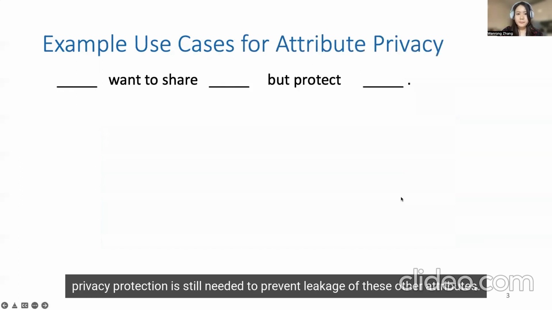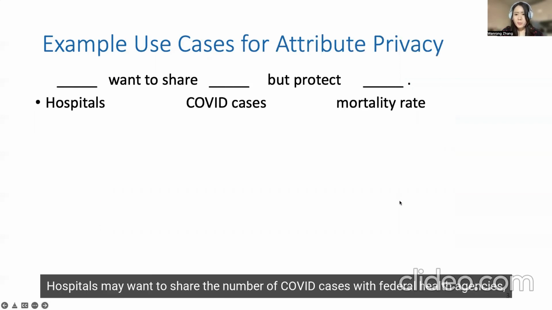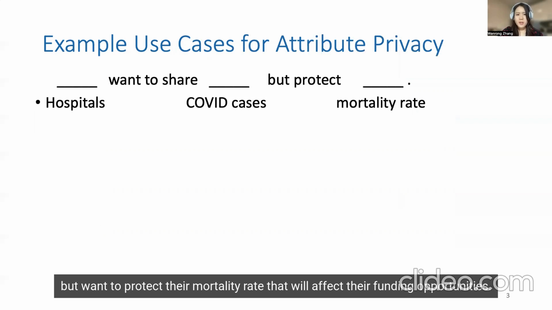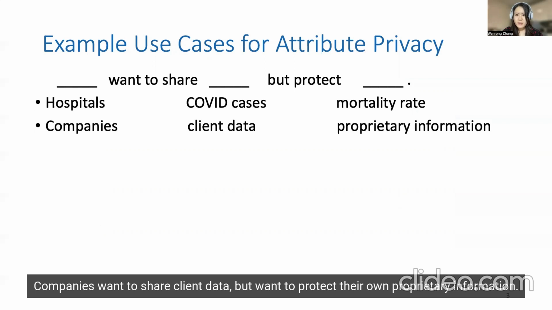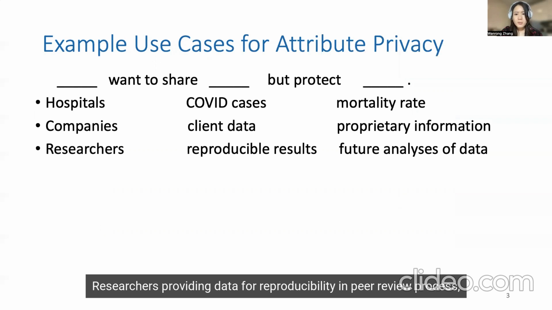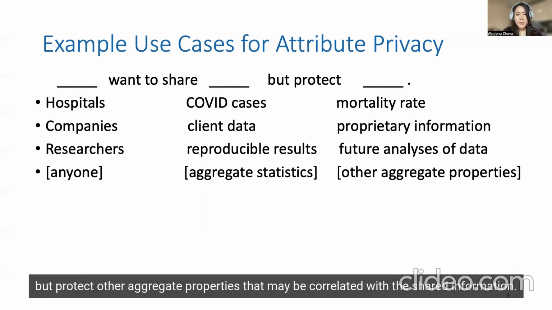other attributes. Here are a few use cases for attribute privacy. Hospitals may want to share the number of COVID cases with federal health agencies, but want to protect their mortality rate, because then it will affect their funding opportunities. And companies want to share their client data, but want to protect their own proprietary information. And researchers provide data for reproducibility in the peer review process, but don't want other researchers to perform new analysis on the same dataset. In general, attribute privacy is to share aggregate statistics, but protect other aggregate properties that may be correlated with the shared information.